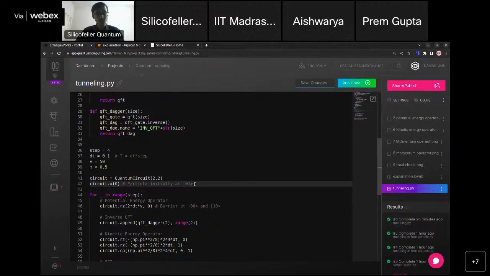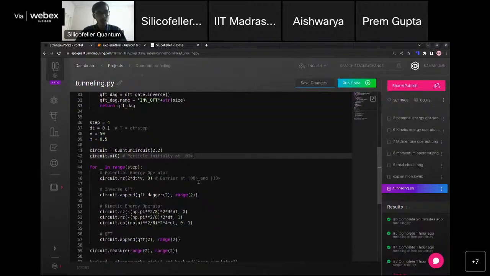The reasons for this, I'll just explain in a moment. So we move the particle from the 0, 0 state to the 0, 1 state. And now what we need to do is time evolution. To do that, we apply a series of potential and kinetic energy operators, as simple as that.